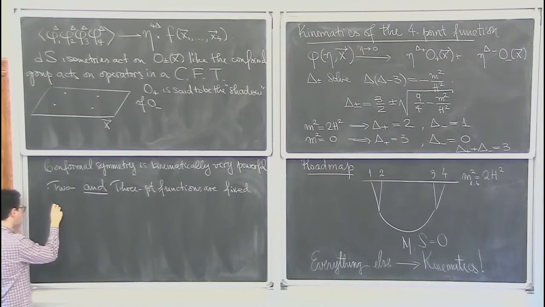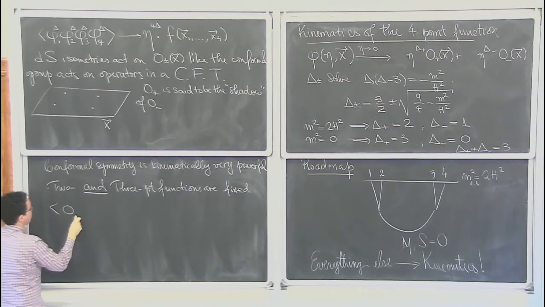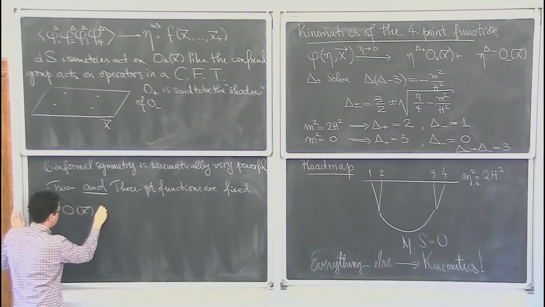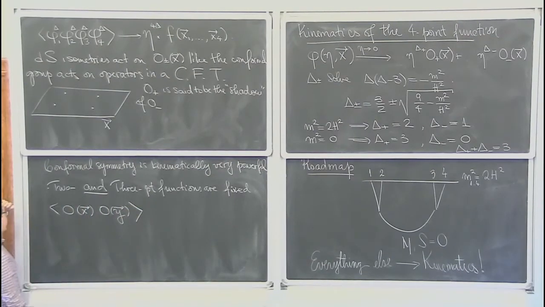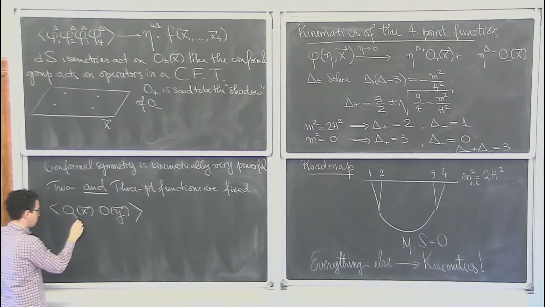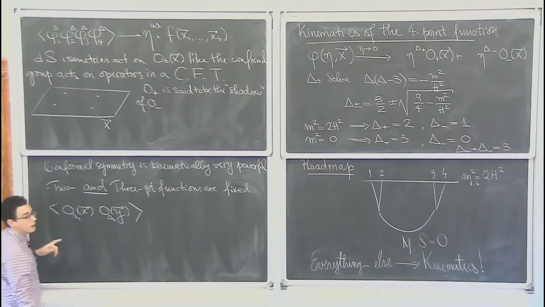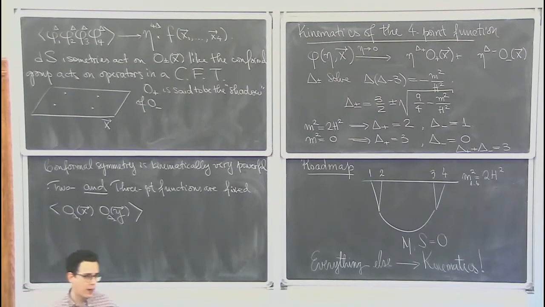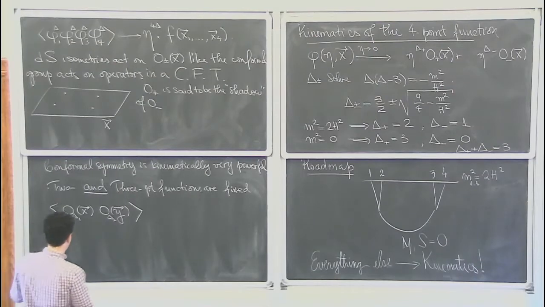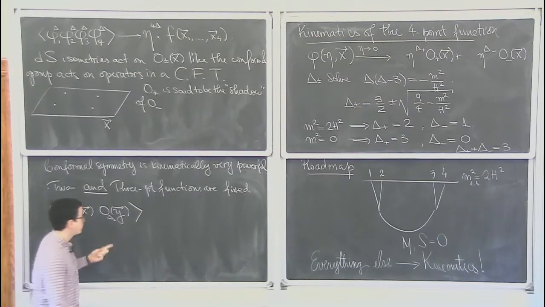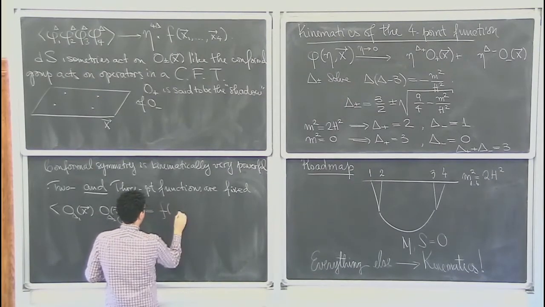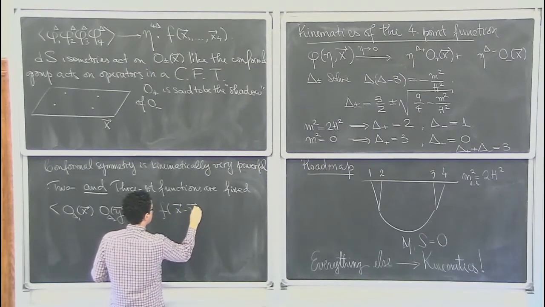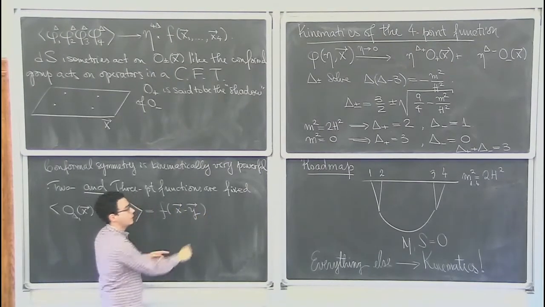If I take a 2-point function, O of x, O of y, and let's take the conformal dimensions to be delta 1, delta 2. Let's try to impose the symmetries one by one. First of all, there are three translation symmetries. So this just tells me that it's going to be some function of x minus y. This is the consequence of translations.